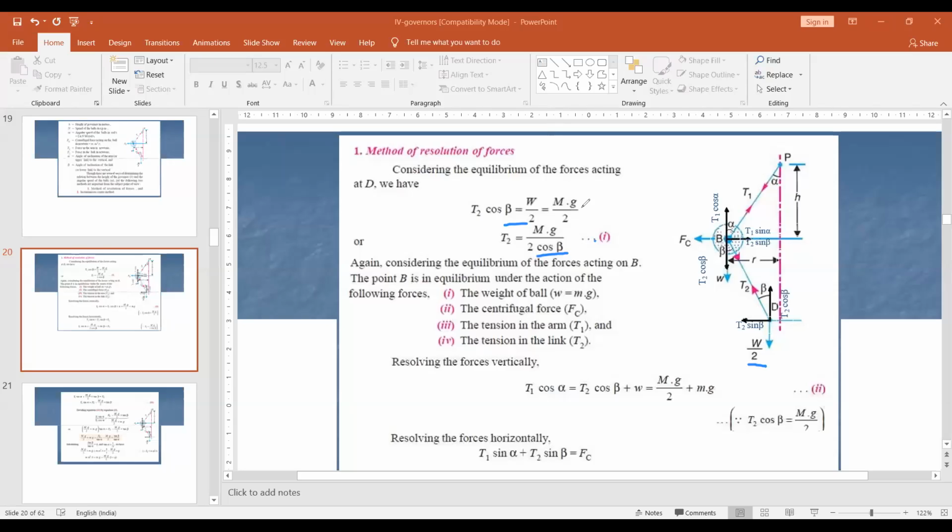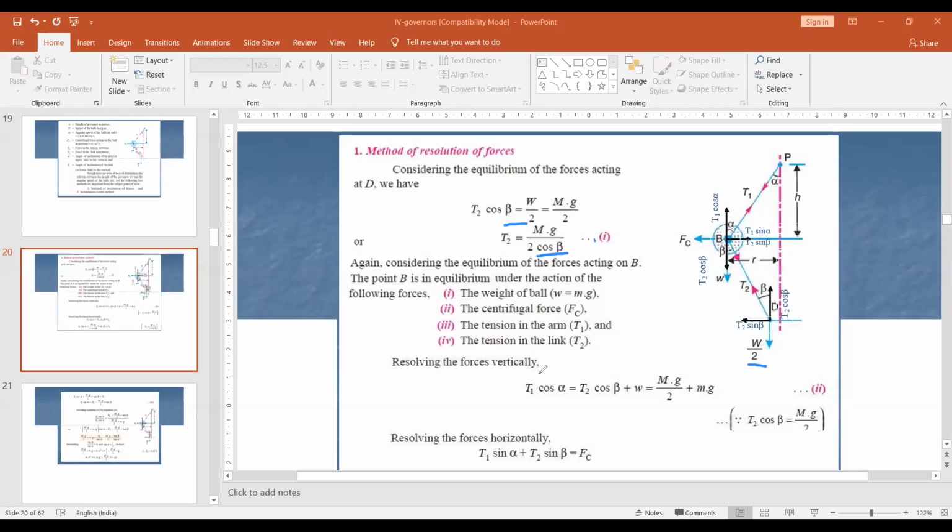Now again, considering the equilibrium of the forces acting at B. What are the forces at point B? Point B is in equilibrium under the following forces: the weight of the fly ball, small W, the centrifugal force FC, and the tensions by the arm and the link, T1 and T2.